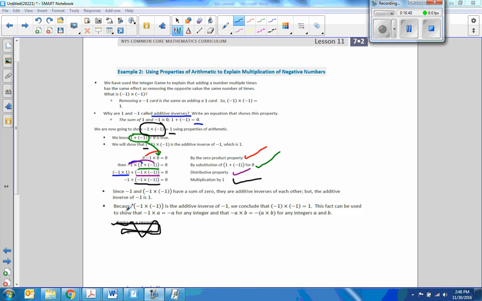This fact can be used to show that -1 times a, being any number, equals the negative of that number for any integer. And that -a times b is equal to the negative of the quantity a times b for integers a and b. So this is just an intro now into algebra and how we're going to start using the properties of algebra to solve equations.